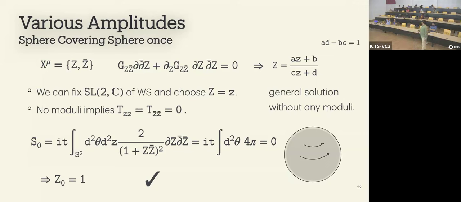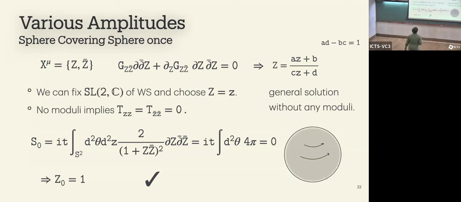Now you can fix the SL2C of the sphere worldsheet diffeomorphism. Now the solution becomes capital G equals small g. You can choose that solution. Okay. Then, since this particular solution doesn't have any moduli, it had better satisfy the stress tensor, like the Virasoro constraint. And this does satisfy the Virasoro constraint. Now you can calculate the S naught. There are d2 theta and d2 z. This is a sphere integral. It gives you a 4 pi because it just evaluates the area of the sphere. But under the d2 theta integral, it gives you 0. So that means the z naught is like 1, because it's like exponential of e to the power t times 0. That's 1. Okay.